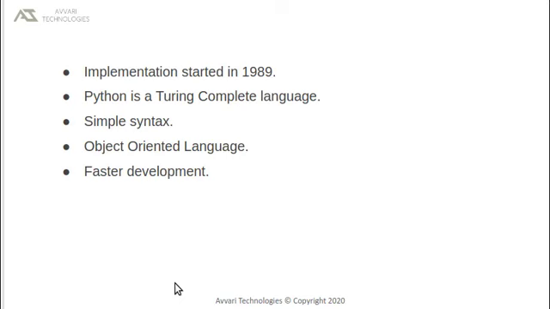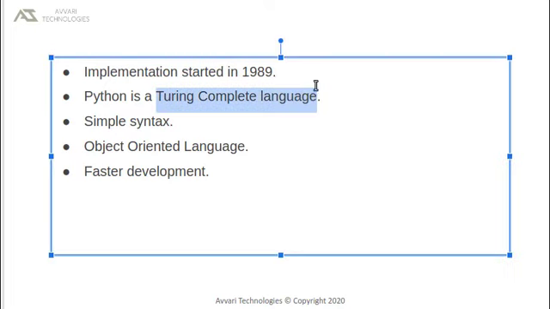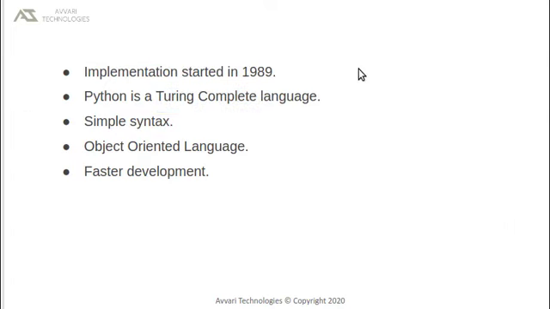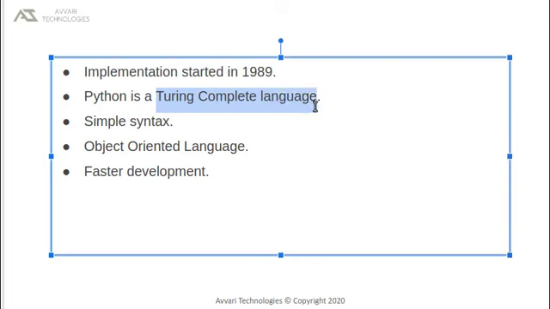Python implementation started in the year 1989 and Python comes under Turing complete language. That means Python can solve any given well-defined computational problem. Basically, Turing complete languages such as C, C++, Java and so many other languages come under this. That means any programming language that comes under Turing complete can solve any given well-defined computational problem.